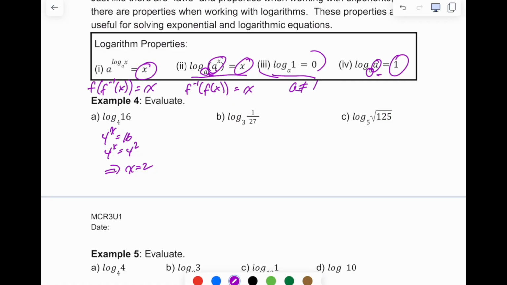Over here, we're going to get log base 3 of 1/27. So 3 to the power of what is equal to 1 over 27? Here, I'm going to convert 27 to 3 to the power of 3. So 3 to the x is equal to 1 over 3 cubed. But here I want to bring up the exponent, so to speak. So 3 to the x is equal to 3 to the power of negative 3. So that implies that x is equal to negative 3.